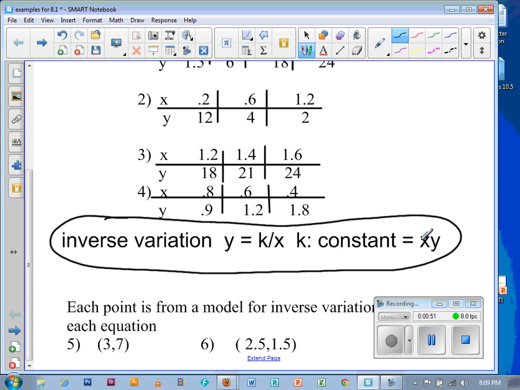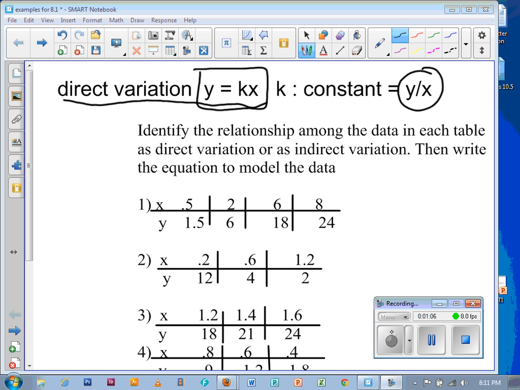Now, one of the skills we want you to acquire in this first lesson is simply to be able to look at a list of points and tell if it's got inverse or direct variation. So let's start by demonstrating with the four tables that are in front of you whether or not they have direct variation or inverse variation, and it's possible they could have neither.